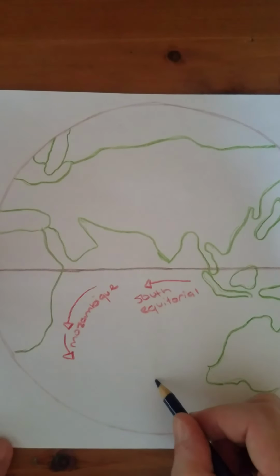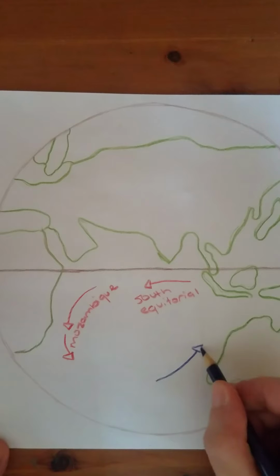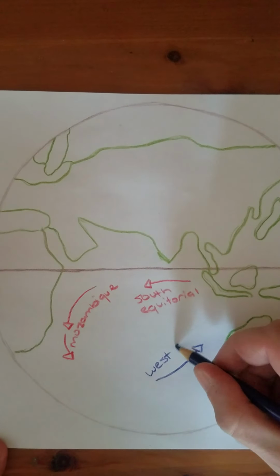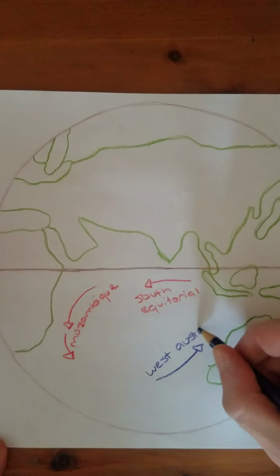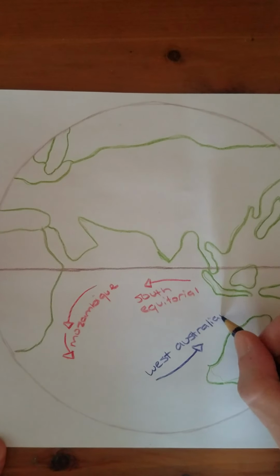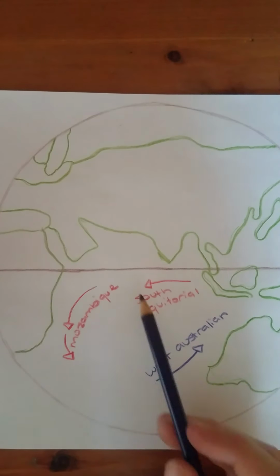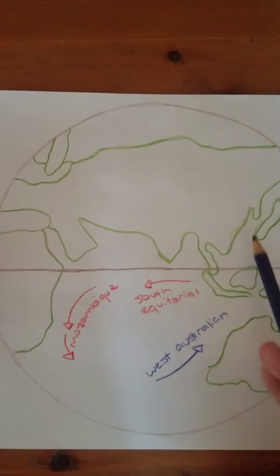And then on the other side of Australia, we have the west Australian current, counterclockwise. So likewise, this is counterclockwise. Everything up here is going to be clockwise.